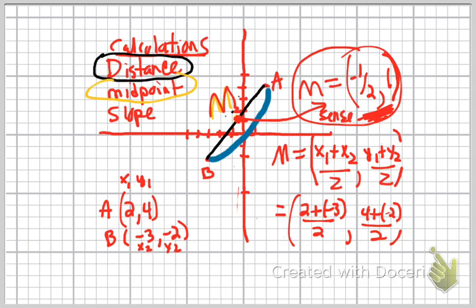So in other words, if I would have got a midpoint that was like negative 5, comma 8, I mean that's off the chart. It's not even on the line segment. So your answer should make sense. Okay. Now the fun part, calculating slope.